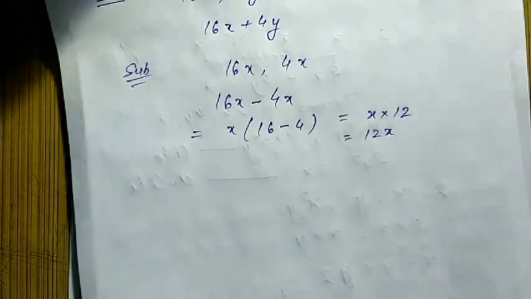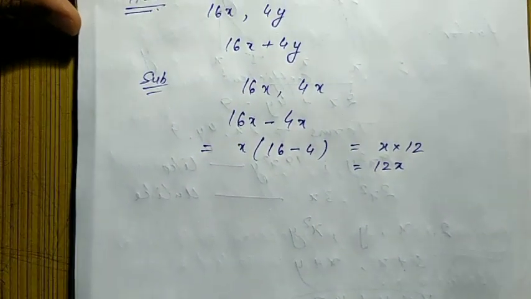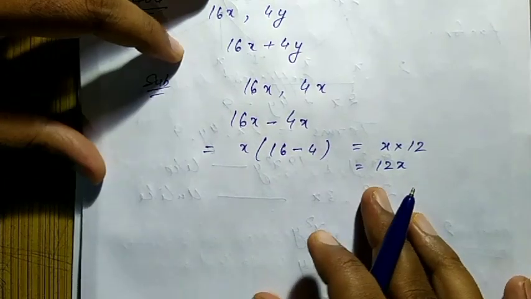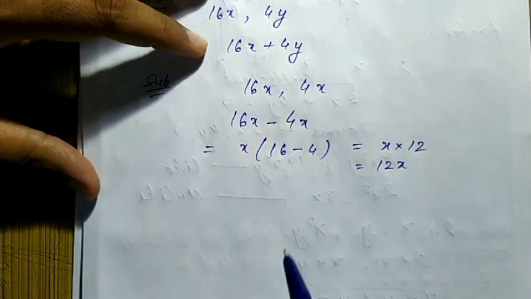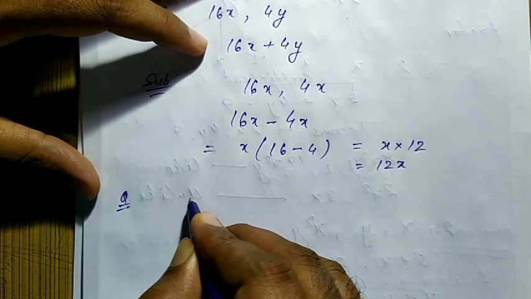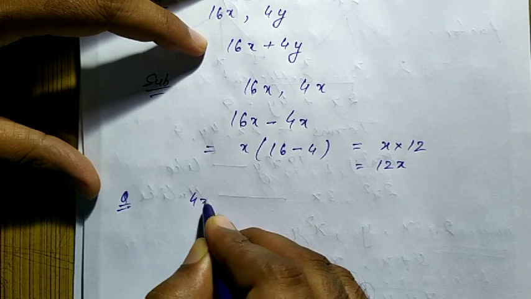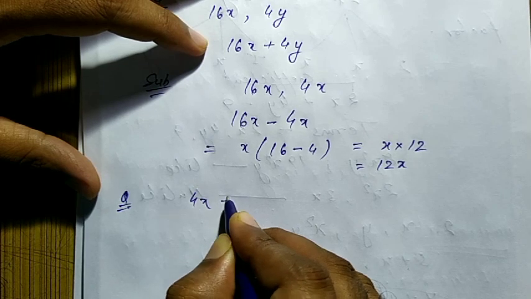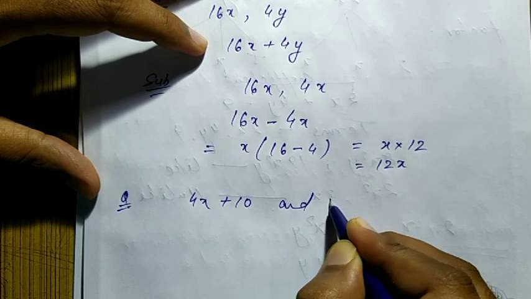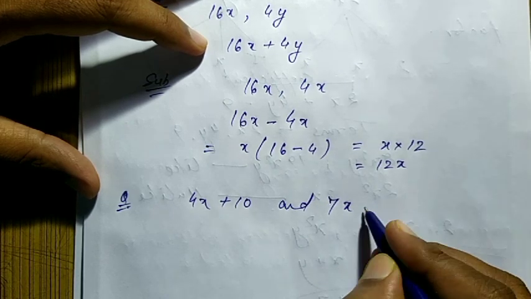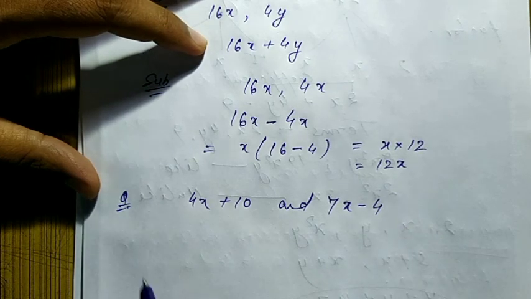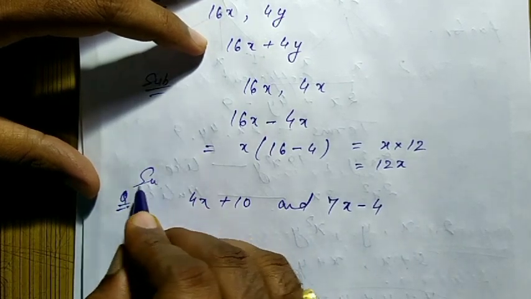See one more. I think you will understand by questions only. Suppose see one question: suppose 4x plus 10 and 7x minus 4. You have to add.